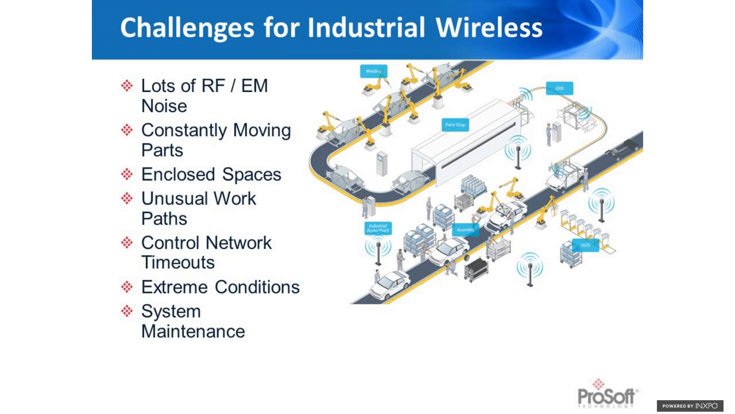We have extreme conditions in these factories. These are not air-conditioned, comfy spaces. These can be very cold places, very hot places, depending on what's being done there. And finally, system maintenance. Maintenance on these systems is done by automation technologists, not by IT folks. So our tools really need to be geared for that.